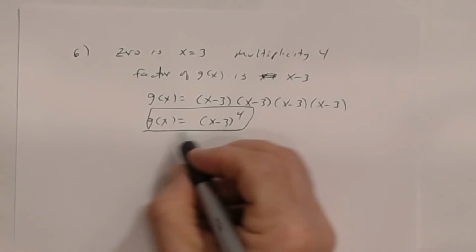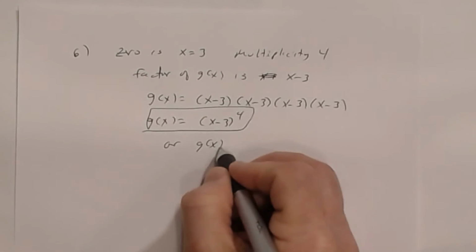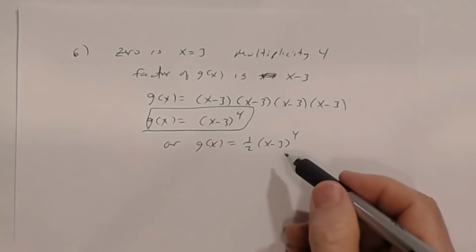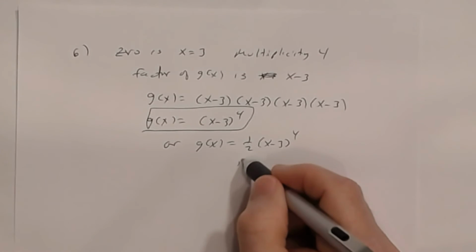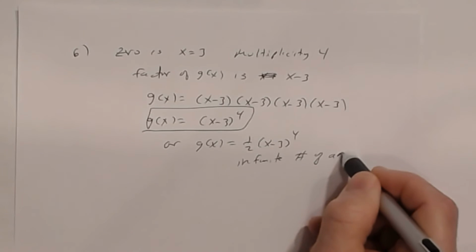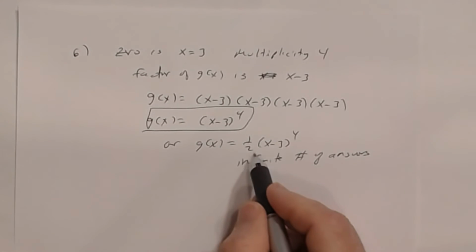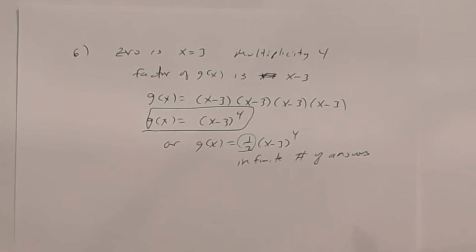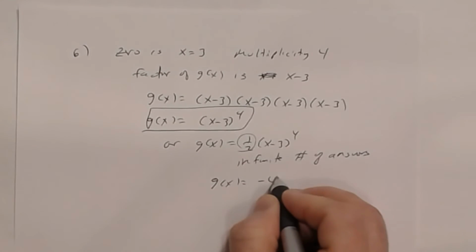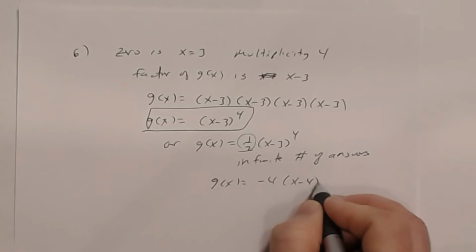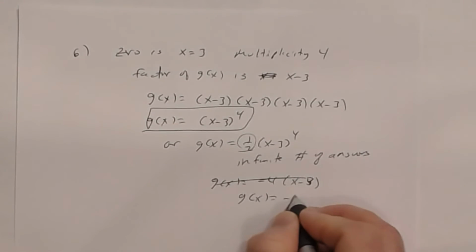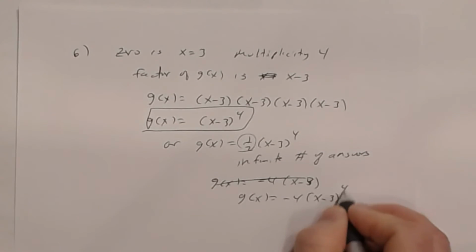All right, so I just want to say this, someone else could have said g of x equal 1/2 times x minus 3 to the fourth power. So there's an infinite number of answers, because the coefficient here could be any real number. So g of x could be -4 times x minus 3. Oops, let me rewrite this. G of x could be -4 times x minus 3 to the fourth power.